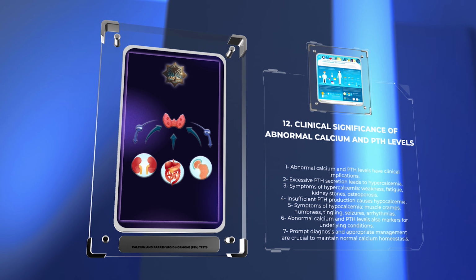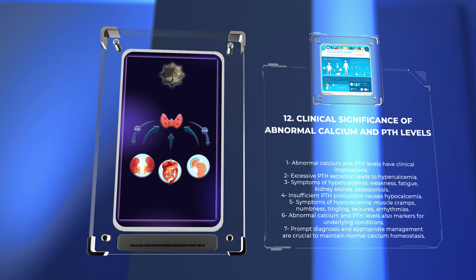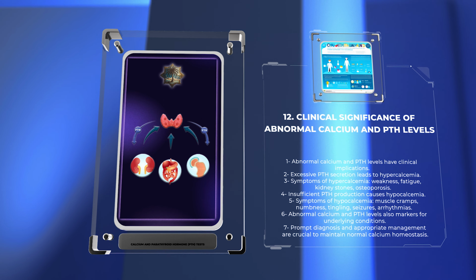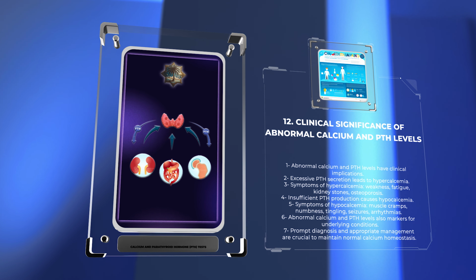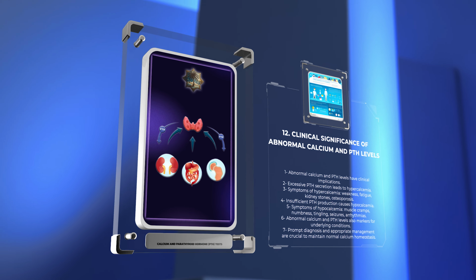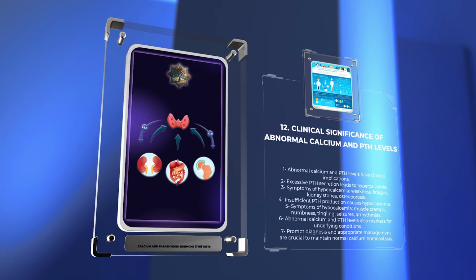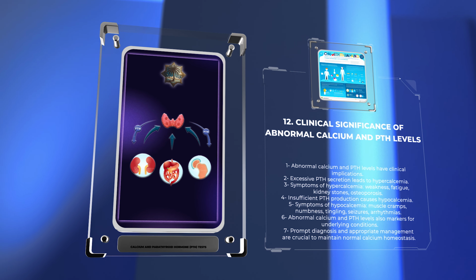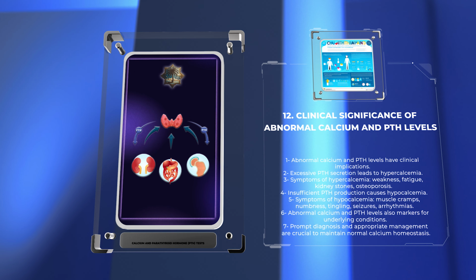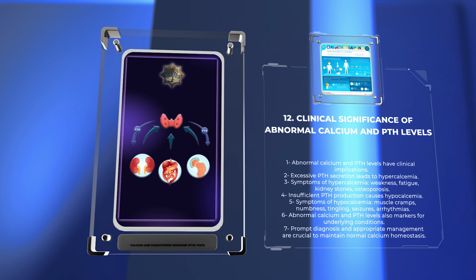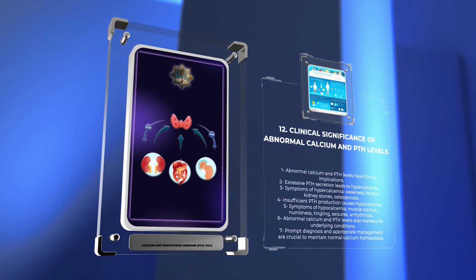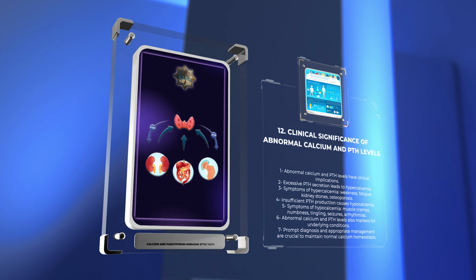Excessive PTH secretion, as seen in primary hyperparathyroidism, leads to hypercalcemia, which can result in symptoms such as weakness, fatigue, kidney stones, and osteoporosis. Prompt diagnosis and appropriate management are crucial to prevent complications and maintain normal calcium homeostasis. On the other hand, insufficient PTH production, observed in hypoparathyroidism, causes hypocalcemia. Hypocalcemia manifests as muscle cramps, numbness, tingling, seizures, and even life-threatening arrhythmias. Correction of calcium levels and careful monitoring are essential in managing these patients.